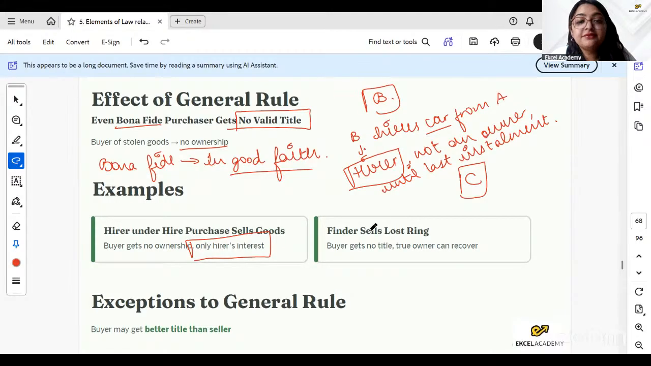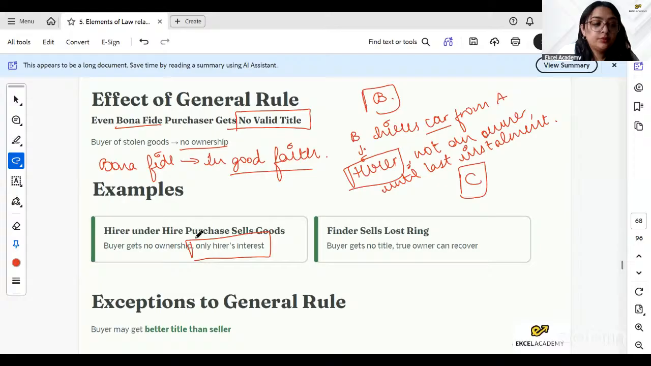Another example is a finder selling a lost ring. The buyer gets no title. Let's say someone's ring was lost and you picked it up. You did not try to find the owner. You went ahead and sold the ring. Then the person who bought the ring from you will not get good title, because you were not the true owner.